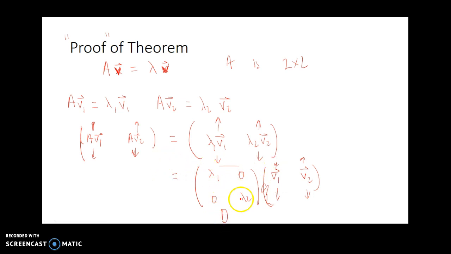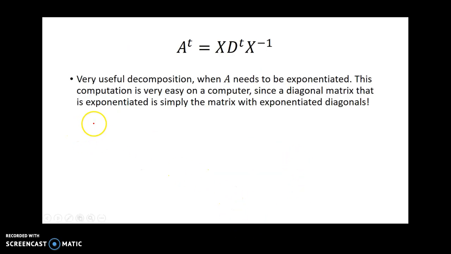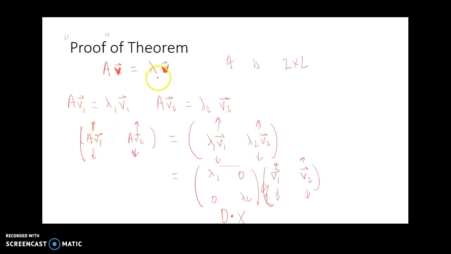That's going to be the diagonal entries are the eigenvalues. And this is the matrix X. And I'm going to do a similar thing here. I'm going to write this as A, the matrix A, times the matrix that contains V1 and V2.